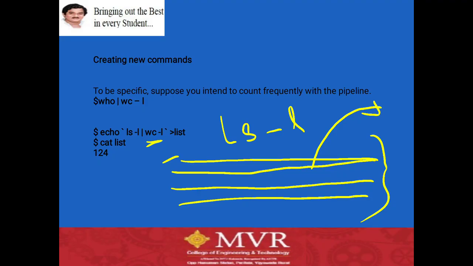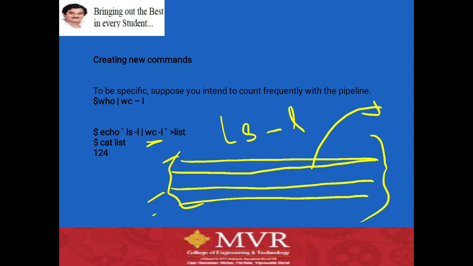So what is wc -l? wc -l is used to count the number of lines which is given to it. Now this is the output of the first command we have given to the wc -l. Now it counts the number of lines. So how many lines will be there? If there are 124 files, then 124 lines will be there.